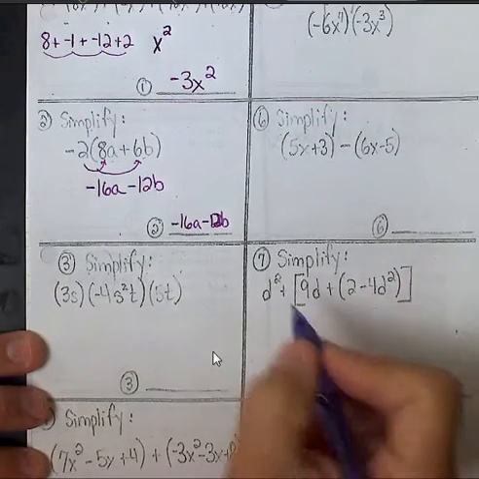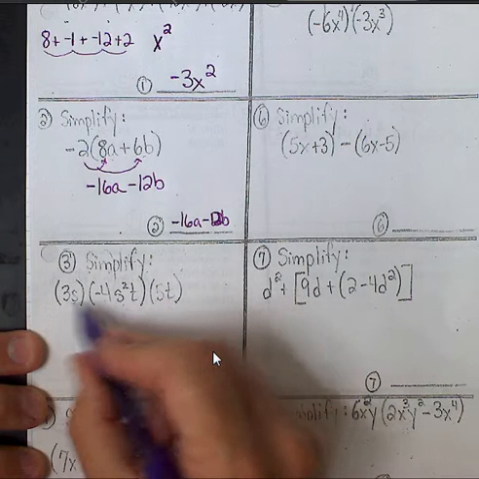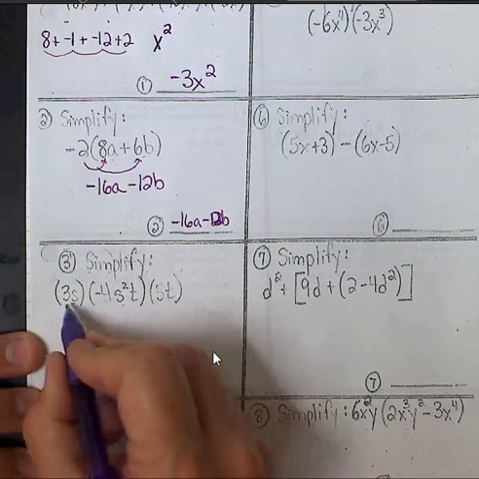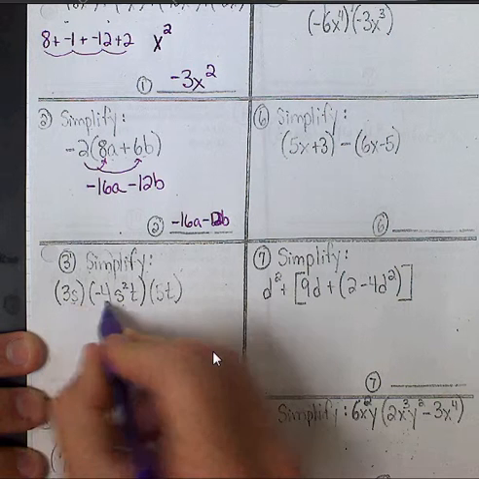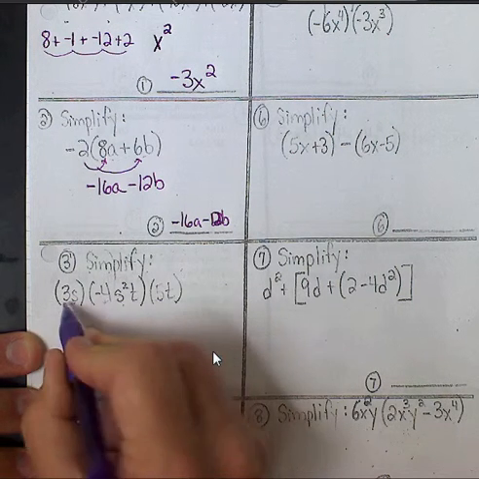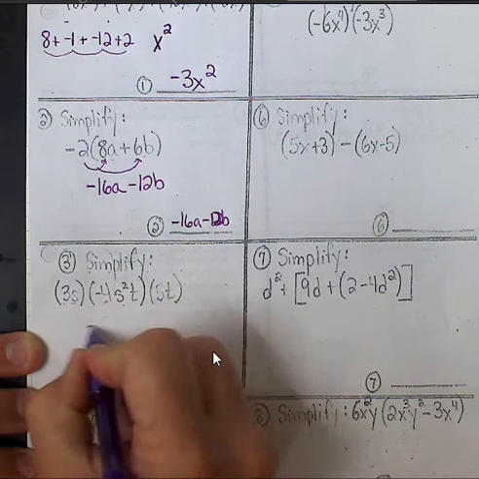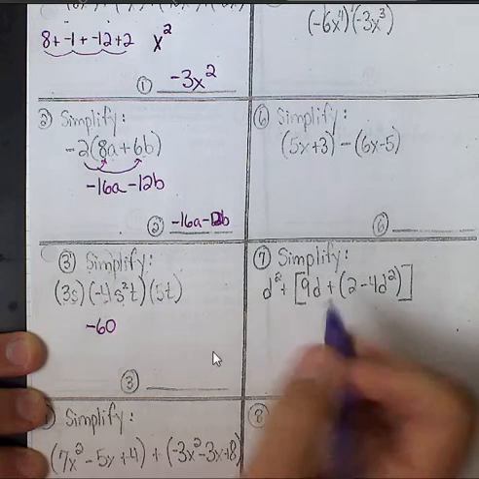Question number 3, we're looking to simplify. We're multiplying monomials. So when we're multiplying monomials, the rule is multiply what you can. So we're doing the numbers. They don't have to be like terms now. 3 times negative 4 times 5. So 3 times negative 4 is negative 12. Negative 12 times 5 is negative 60.